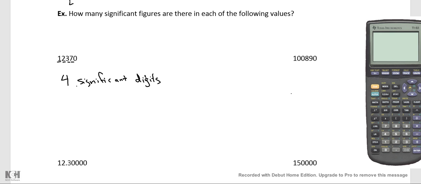So the number 100,890. Right away we know the 1, the 8, and the 9. Any zeros between two significant numbers, so the 1 and the 8 are significant, so that makes the 2 zeros between them significant. This 0 is not significant because it's not after the decimal and it's not between two significant digits. So we have 1, 2, 3, 4, 5 significant digits.